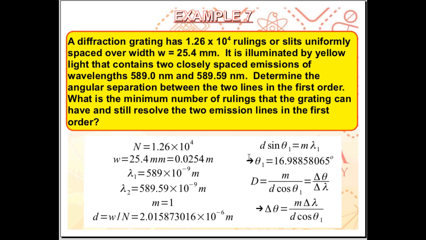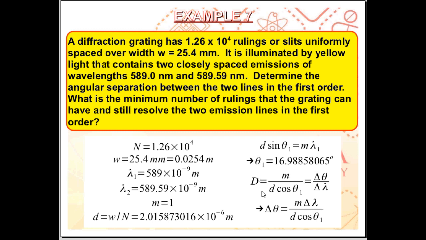For a diffraction grating, d sine theta is equal to m lambda. Setting m to 1, you have d sine theta 1 is equal to m lambda 1. We know m is 1, lambda 1 is 589 nanometers. We just calculated the slit-to-slit distance d. We are now able to calculate theta 1, 16.98858065 degrees.